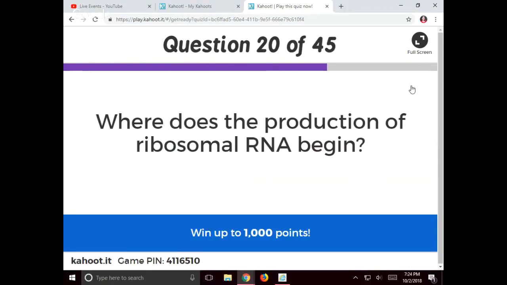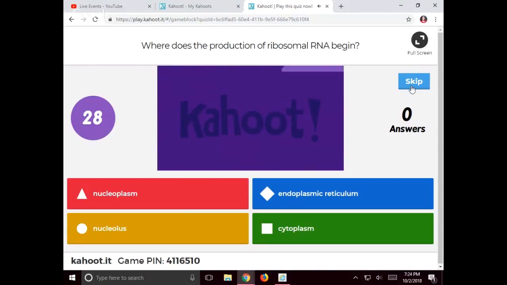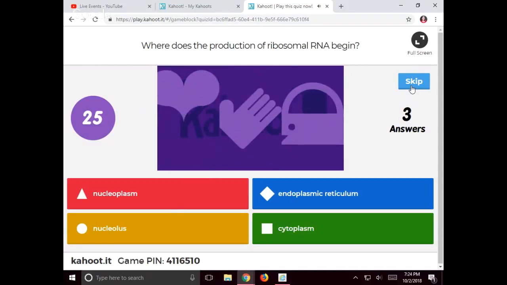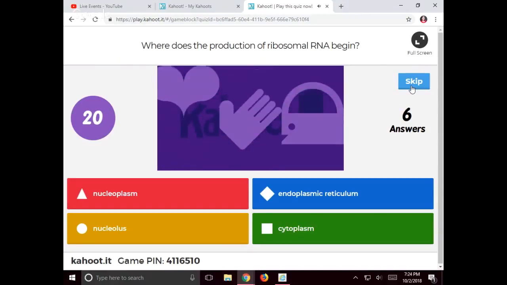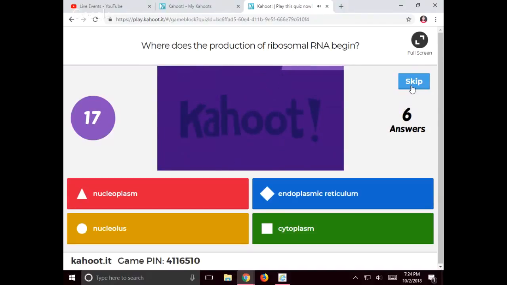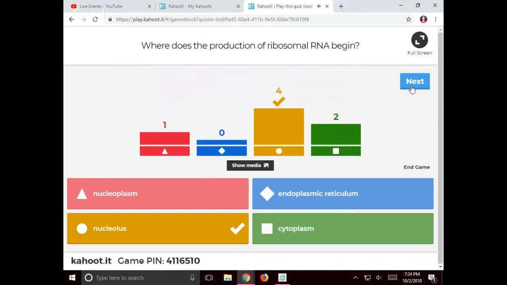Where does the production of ribosomal RNA begin? All right, cool. So, nucleus, nucleolus. The cytoplasm would be right if it was a prokaryote, but I was implying by the answers that it was a eukaryote. I probably should have been clearer. Like I said, I did study.